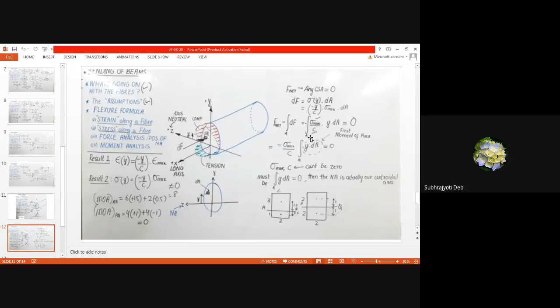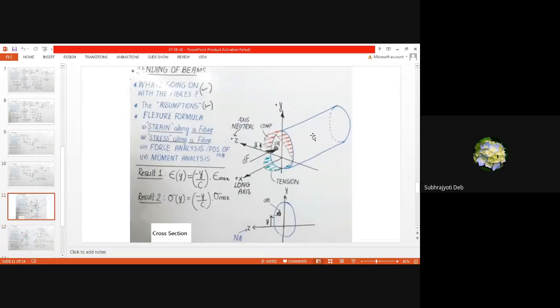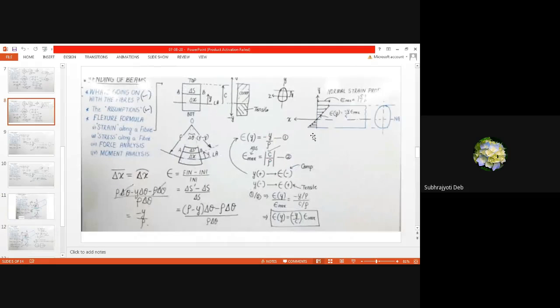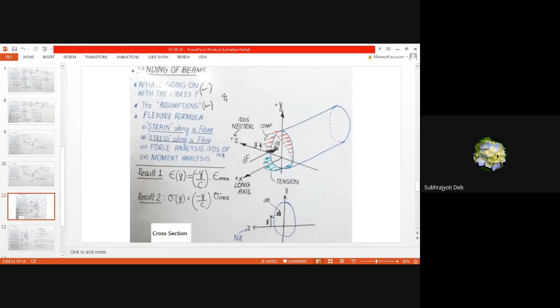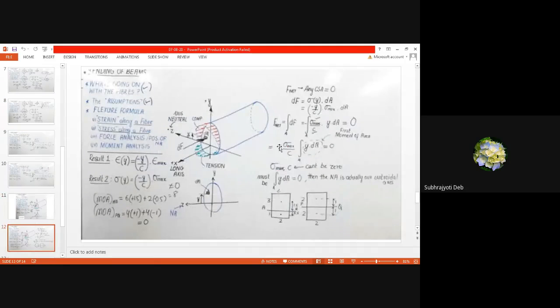Okay, and c is also constant. How? Because c is what? C is your distance. Let's see this one, if you forgot. This distance is from the top fiber to the neutral axis. This distance is c, so this is also constant. That's why sigma max and c are put outside.